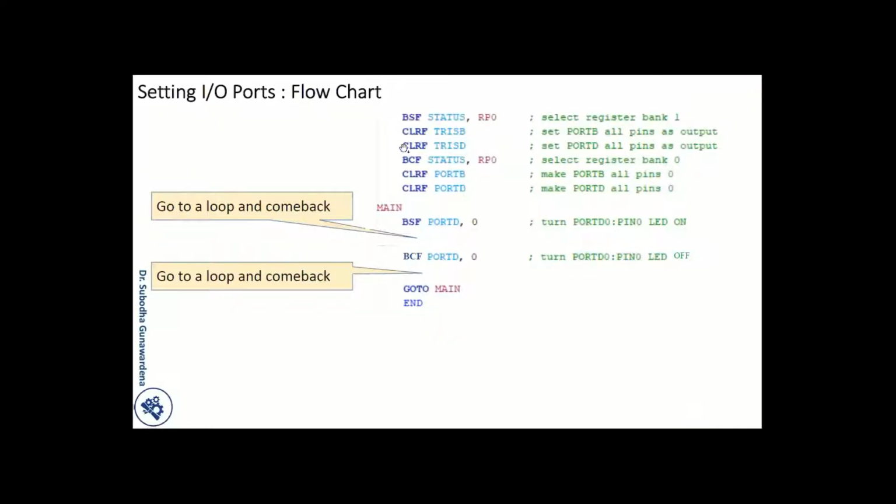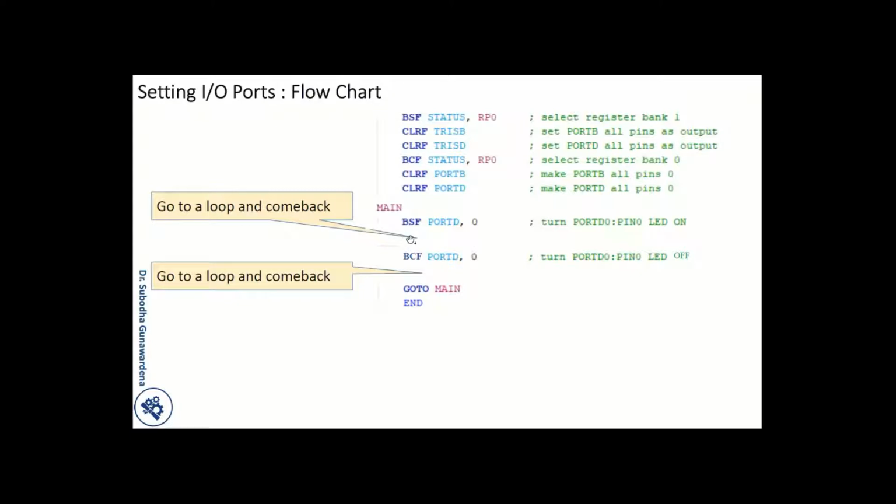In the beginning, I'm clearing the TRIS registers by going into register bank 1. Then I'm clearing the port registers by going into register bank 0. Then I'm coming to the main program. From the main program, I'm setting port D pin 0 high. That means port D pin 0 will be set to 1.